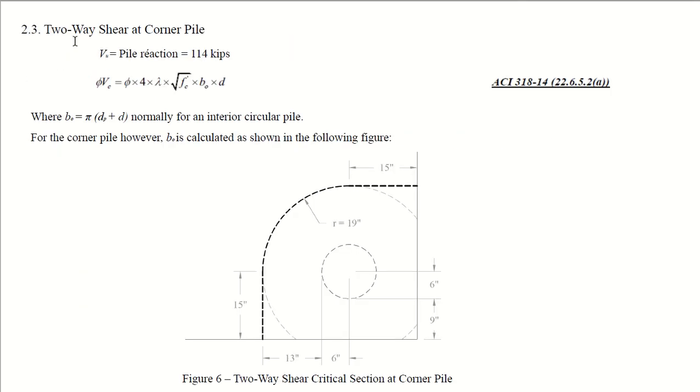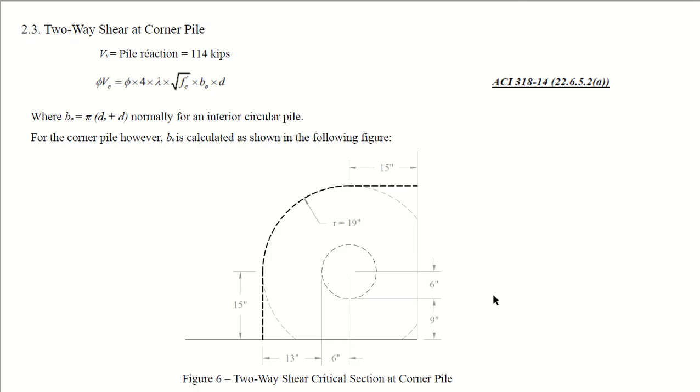Now, two-way shear at the corner pile. Vu is equal to the pile reaction, which is equal to 114 kips. Phi Vc is phi 4 lambda under root of fc prime, b0 d, where b0 is equal to pi into (dp plus d). You know the diameter of the pile, which is 12 inches, and you know d, which is 26 inches. Normally this is for an interior circular pile. We are talking about the corner pile, so b0 is calculated as shown in the following figure. So this is for the corner pile.